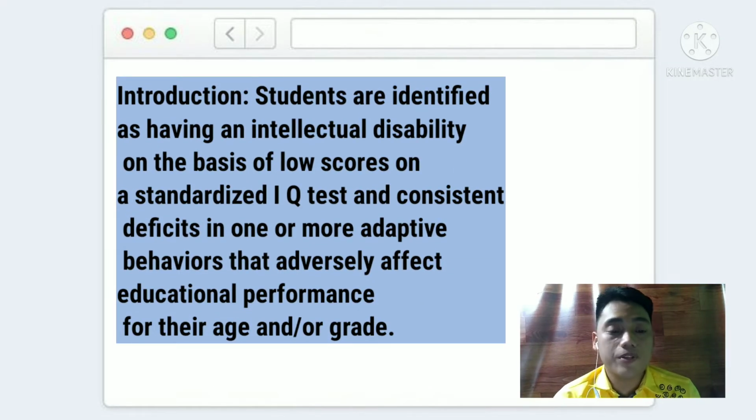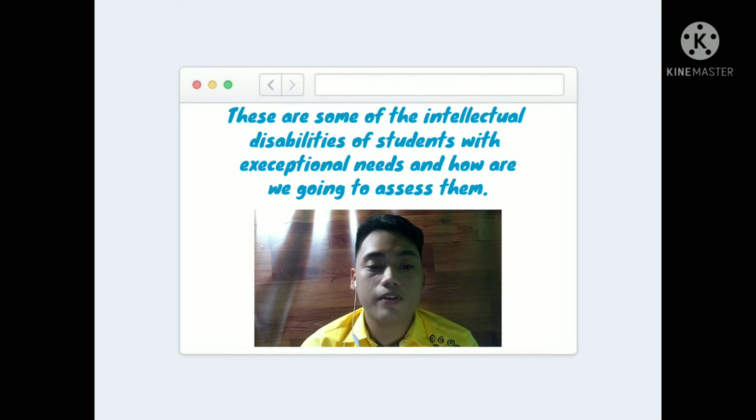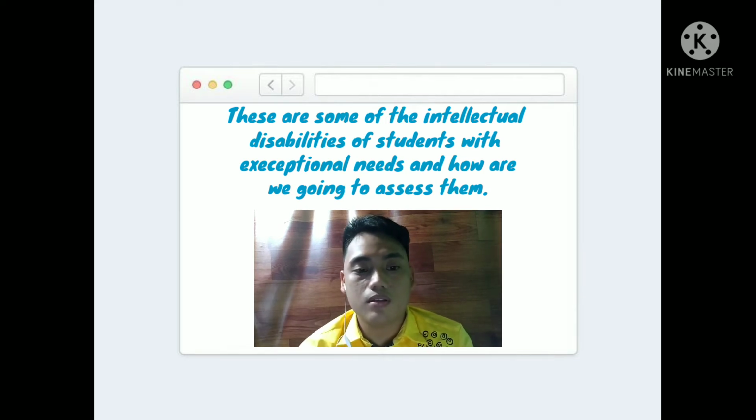First is our introduction. Students are identified as having an intellectual disability on the basis of low scores on a standardized IQ test and consistent deficits in one or more adaptive behaviors that adversely affect educational performance for their age and/or grade. So these are some of the intellectual disabilities of students with exceptional needs and how we're going to assess them.